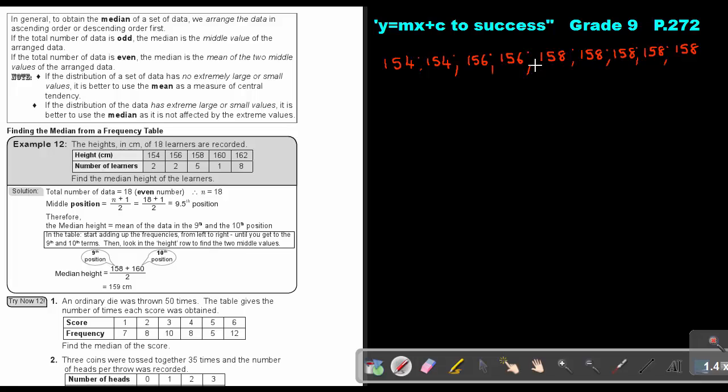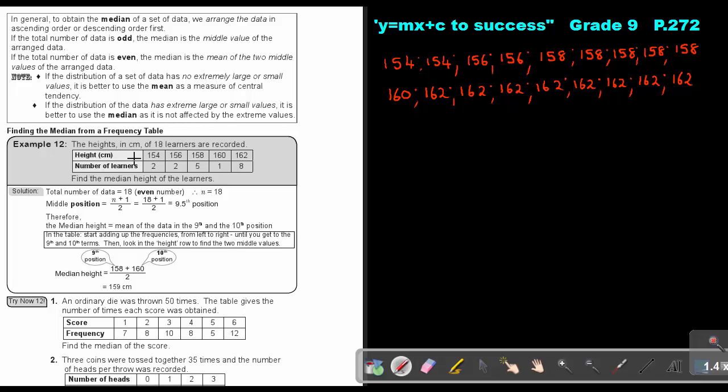One, two, three, four, 5. Okay, there is 1 person with 160, and there's 8 people with 162. One, two, three, four, 5, 6, 7, 8. Okay, so basically there's 1, 2, 3, 4, 5, 6, 7, 8, 9, 10, 11, 12, 13, 14, 15, 16, 17, 18. Okay, 18 learners.